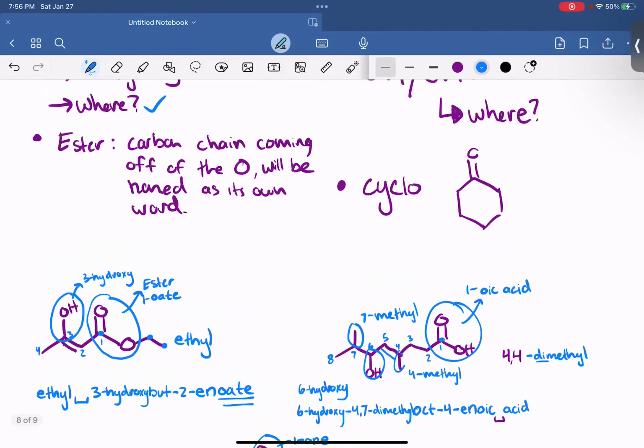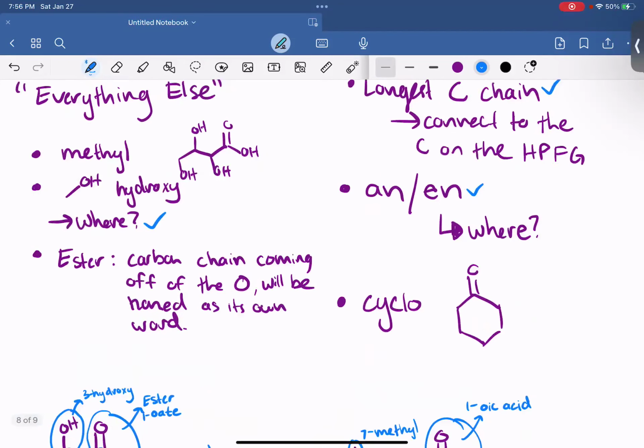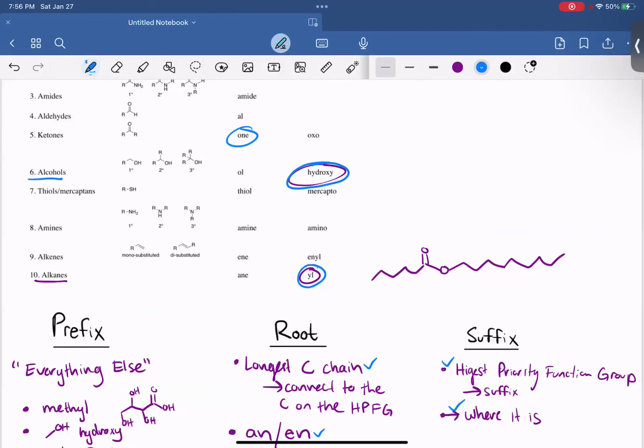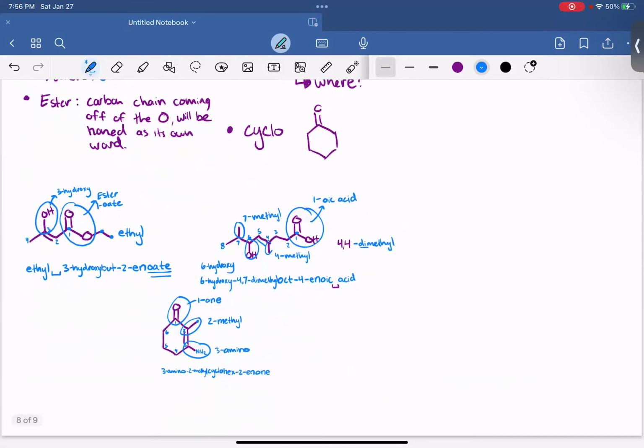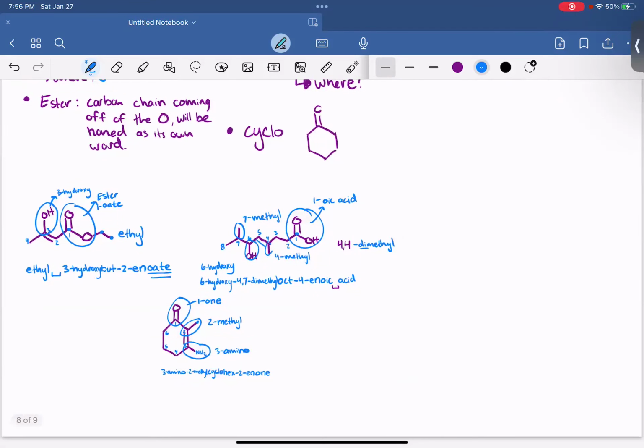And that is the fundamentals of naming in Chem 285, following the IUPAC rules. In the next video, we will go over a few more challenging examples.